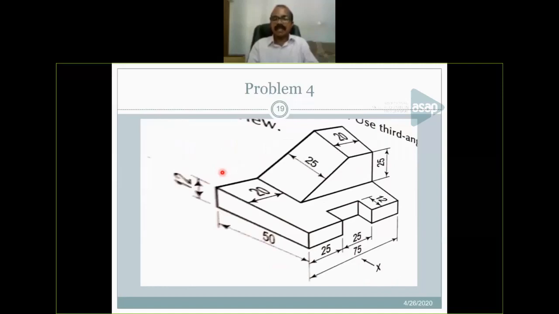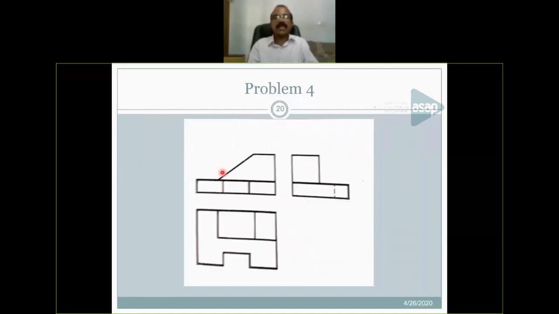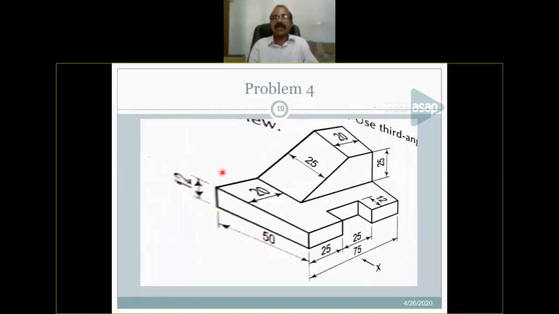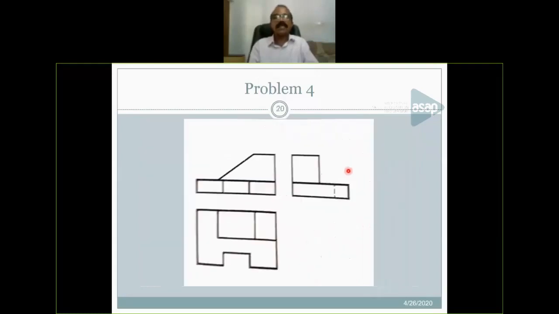So these are 3D pictorial views. Here also you have to draw the elevation based on the direction of arrow. See the front face surface. These three surfaces you can see, and this inclined surface also you can see. So this figure represents the elevation. This figure represents the plan. This figure represents the left side view.